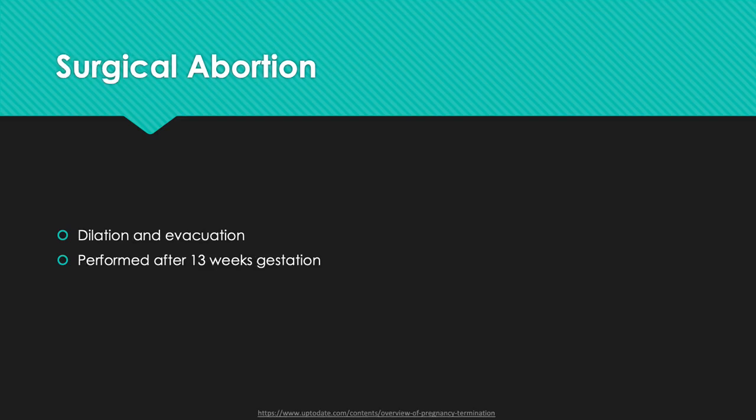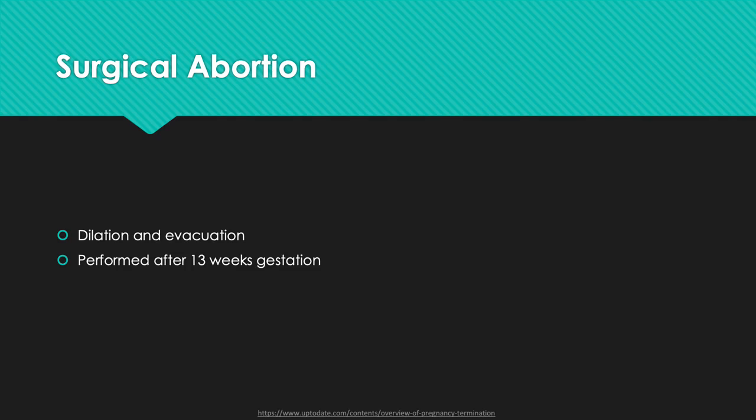During the second trimester, after 13 weeks gestation, the surgical option is dilation and evacuation. This is when the cervix is dilated and the products of conception are removed with forceps. Usually, the cervical dilation will be started the day before the procedure with an osmotic dilator to ensure that the opening is large enough to perform the procedure.